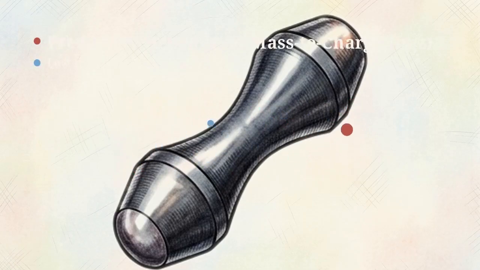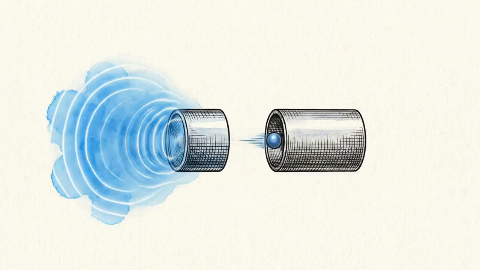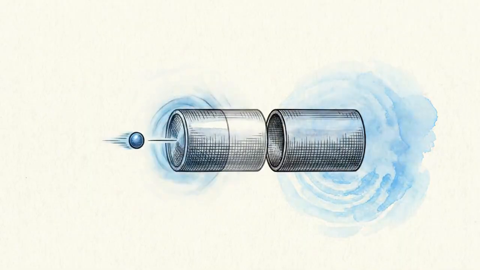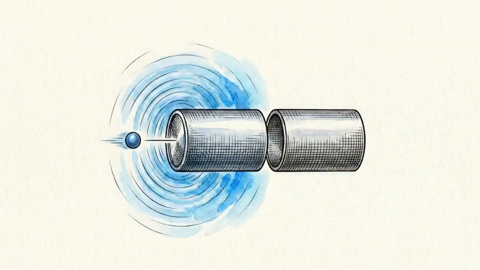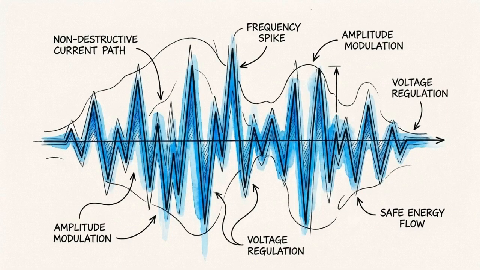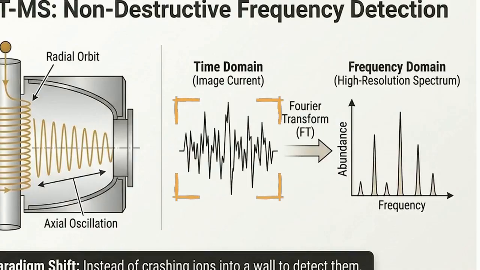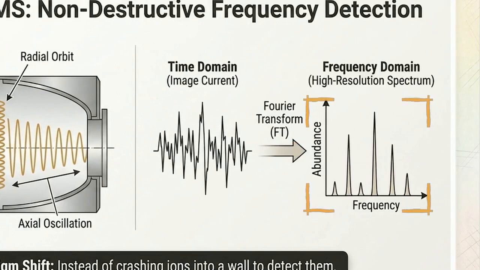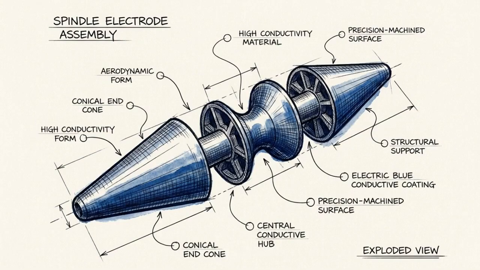Because the outer electrode is split, the ions induce an alternating image current in the metal plates just by passing near them. The instrument never crashes the ions. It non-destructively records this electrical current. The raw current is a chaotic blend of overlapping frequencies. A mathematical operation called a Fourier transform decodes that complex time domain signal, separating the individual frequencies to build a perfectly resolved mass spectrum. Bypassing destructive physical collisions to instead listen to electrostatic frequencies is exactly what enables the Orbitrap's extreme, parts per million accuracy.